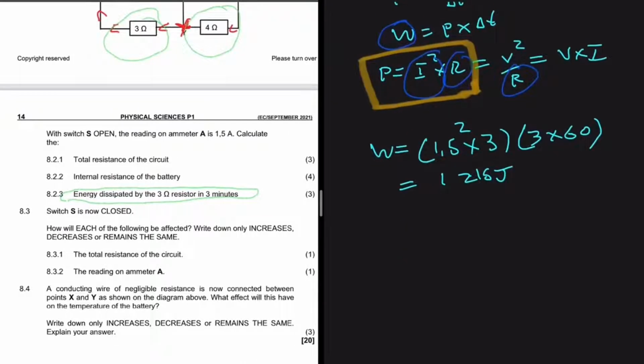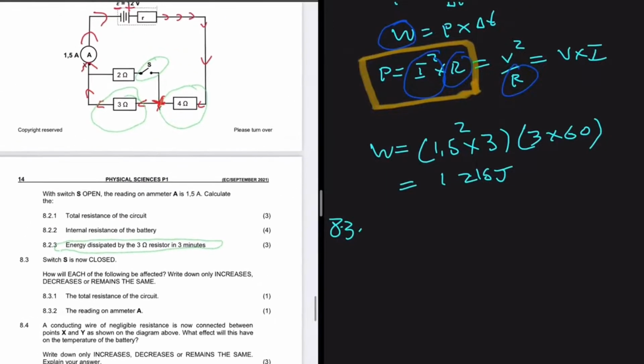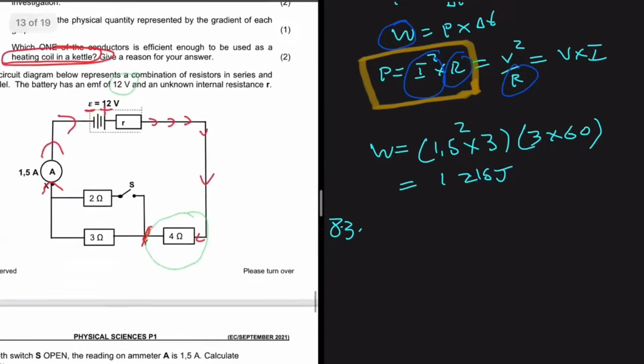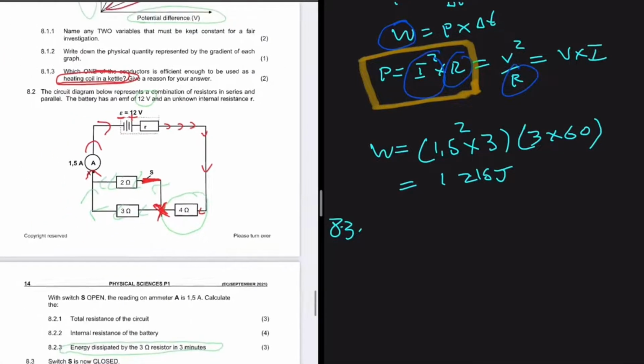Now let's do 8.3. 8.3 says switch S is now closed. Let's go ahead and close switch S. So here's switch S, and we're closing it. When we close switch S, the current is going to split at this point. So we're going to have a proportion of the current going in this direction, and another proportion of the current going in that direction.